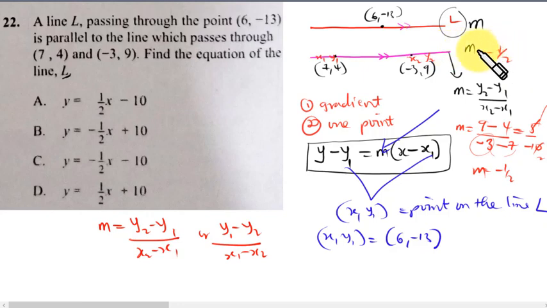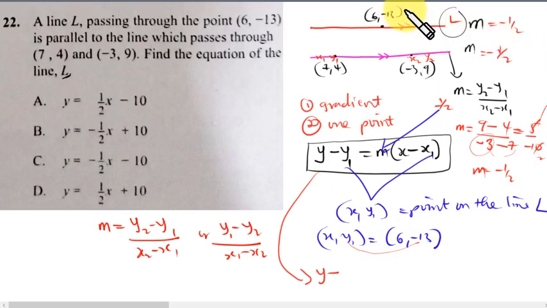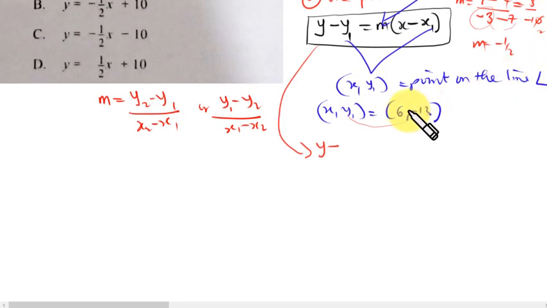And because this line is parallel to the line L, they have the same gradient. So you can see that I now know the gradient of the line M, which is -1/2. And if I know that, that means I can now find the equation of the line. So I'll write y minus y1, the y coordinate, and that is -13. That is the point on the line L. We have this point there, and there is the x1 and the y1, as we have said earlier.